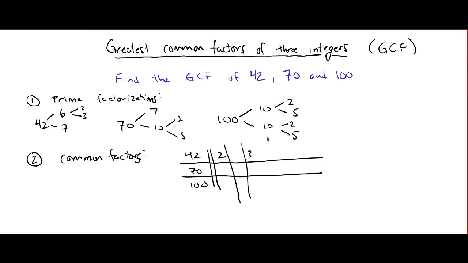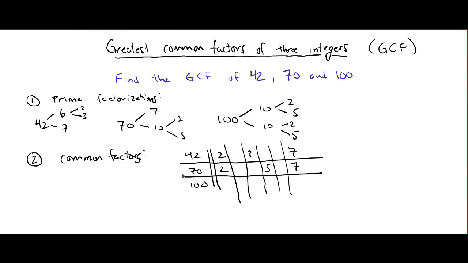2 times 3 times 7. So I'll leave these spaces in here. You'll see why in a second. 70 is 2 times 5 times 7. So I put the 2 under this 2, the 7 under that 7, but I gave the 5 a new column because there's no 5 in the first row, and I want it to be in its own column.